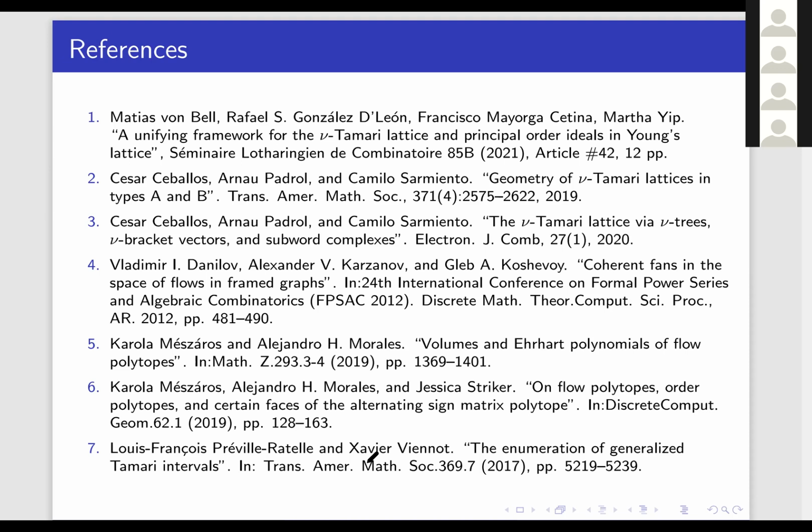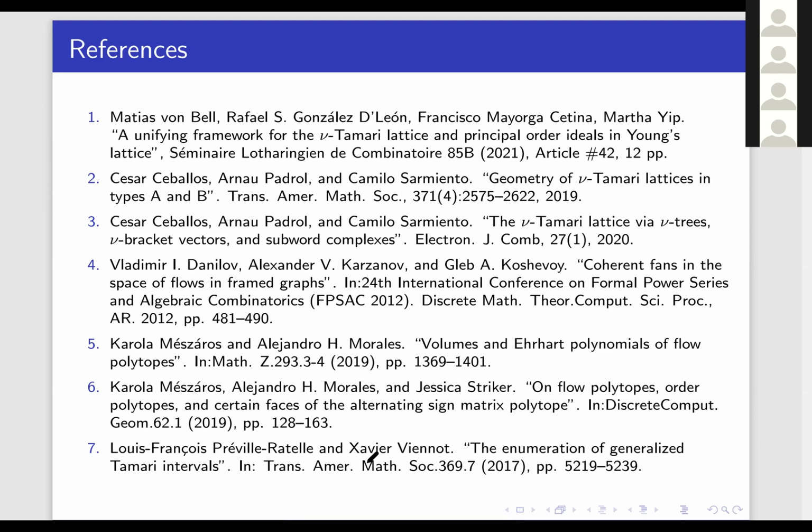Mm-hmm. Thank you. I guess I would also like to turn this question around. Does the fact that the Nu-Tamari lattice is a lattice give you something interesting on the triangulation? So you have that the collection of simplices now forms a lattice structure. Perhaps it does. Perhaps it's a solid answer.